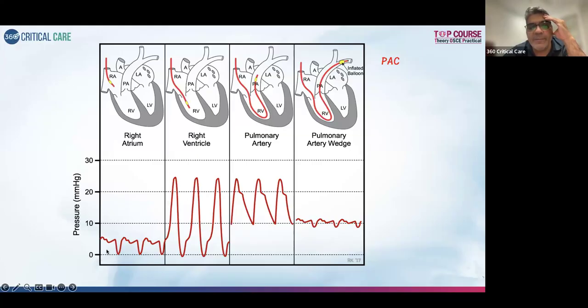The trick to remember: if it is between 0 to 10, and looks like a CVP waveform, it is in the right atrium. If the diastolic is 0, it is in the right ventricle. If it looks like an arterial waveform with a systolic higher than 20 and a diastolic higher than 7 or 8, that means it is a pulmonary artery pressure. And if it looks like a wedge pressure waveform, it represents a left atrial pressure.